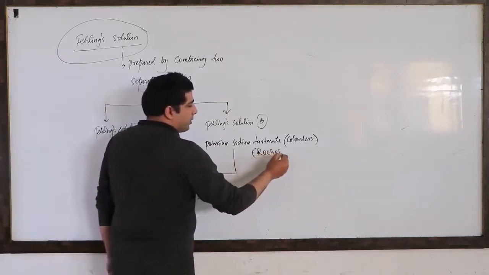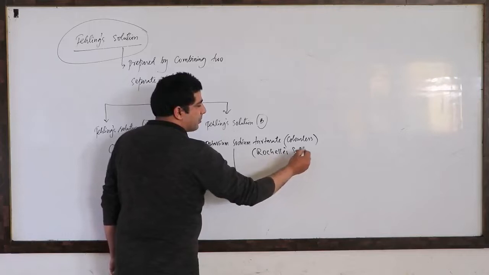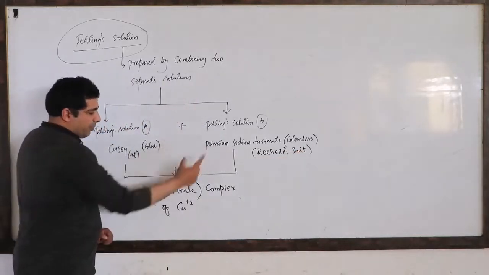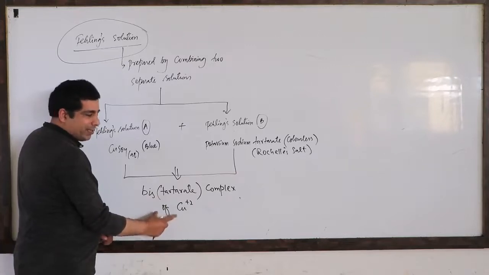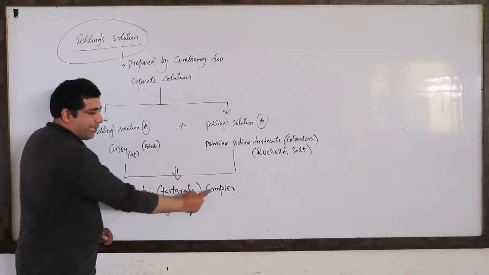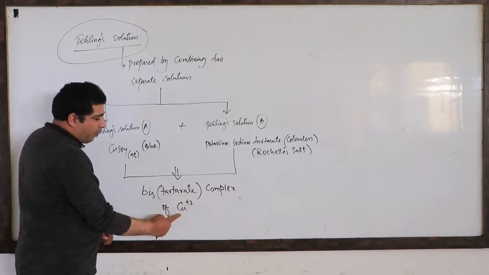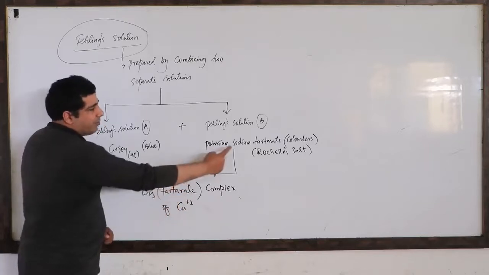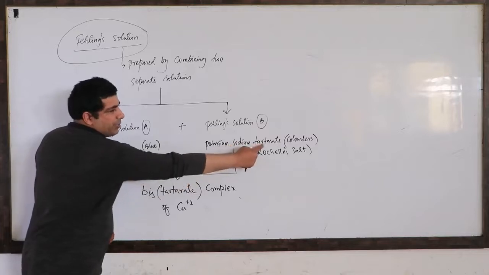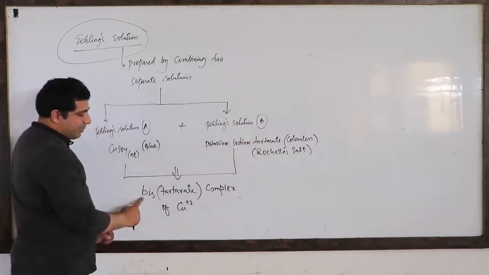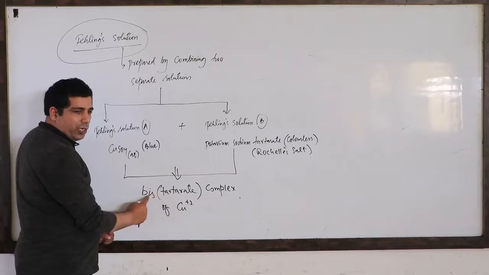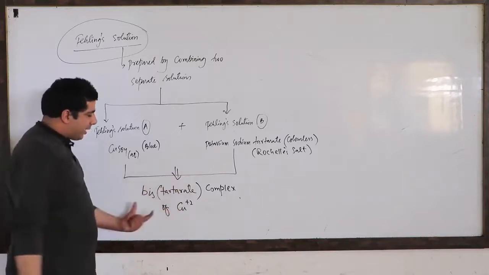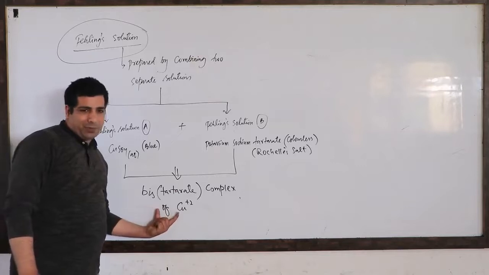You can also call it Rochelle's salt. Correct? After their combination, you will be getting a complex that is the bis tartrate complex of copper. That means copper will interact with the tartrate. Tartrate basically comes from here, potassium sodium tartrate. Bis means there will be two molecules of tartrate in combination with copper. Please try to understand that a copper complex is being formed.